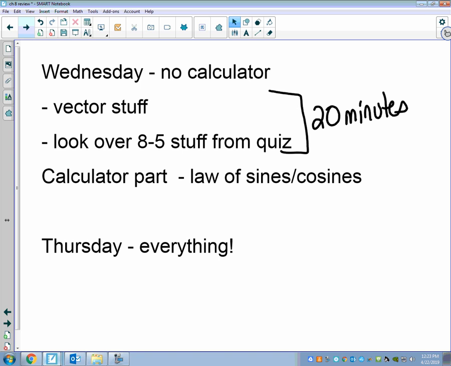Thursday, everything is up for grabs, but I know the vector stuff and the multiplying and dividing and de Moivre's theorem is not on the calculator part. It's only on the no calculator part. Okay? Come see me if you have questions.